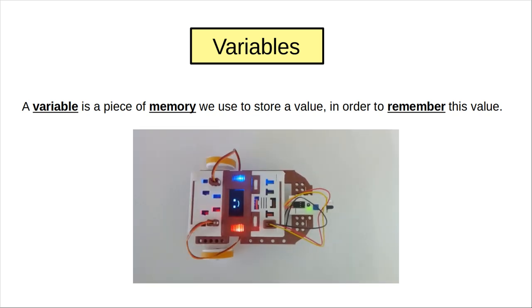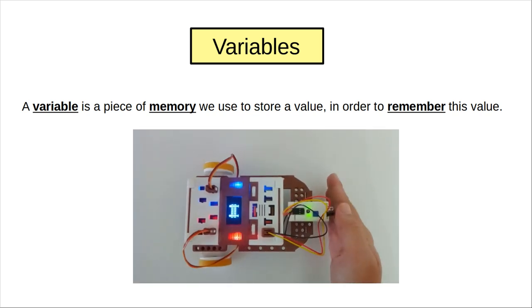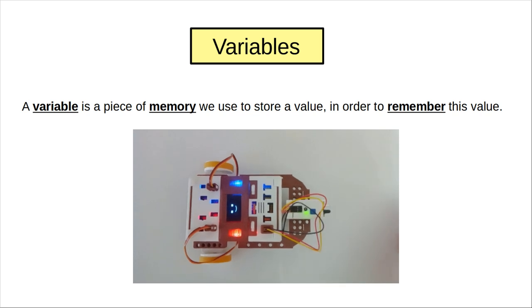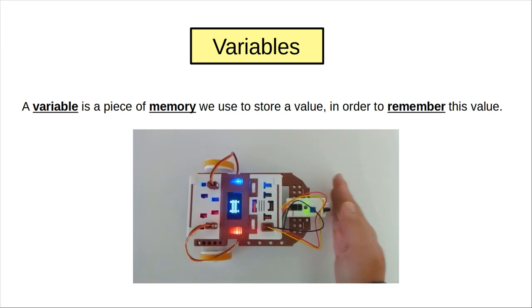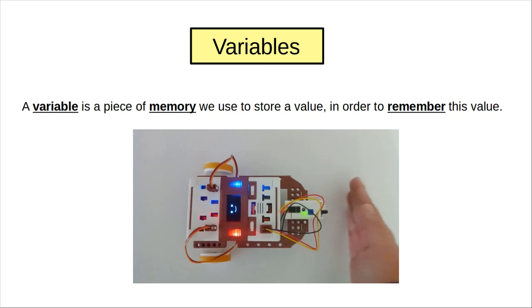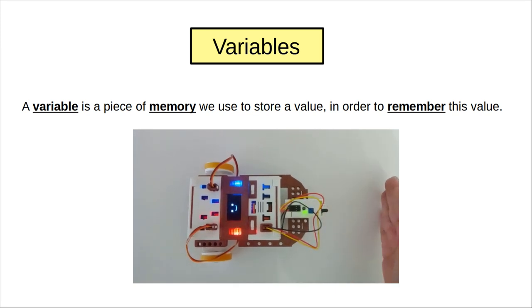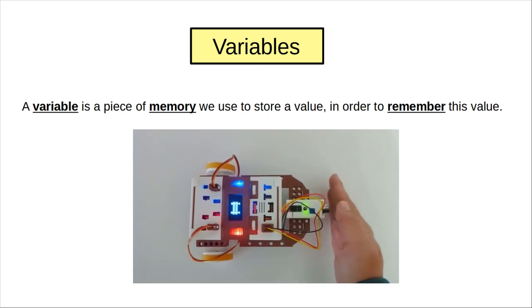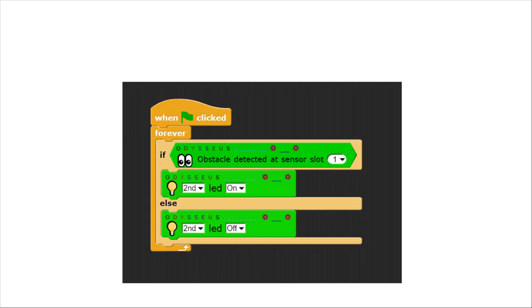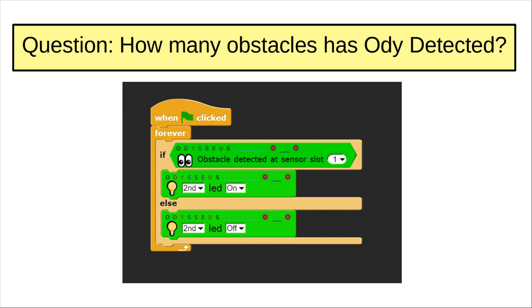To understand why variables are so important, recall this program from Lesson 3. When an obstacle appears in front of the sensor, Odie prints something on its display. This is the program responsible for this behavior. The problem we are now going to solve is the following: how many obstacles has Odie detected? Thus, our target is to enhance this program so that we store somewhere in our computer's memory the number of obstacles that Odie detected.